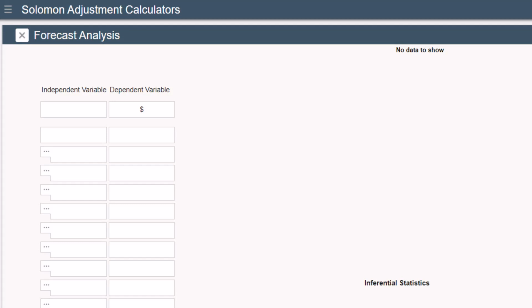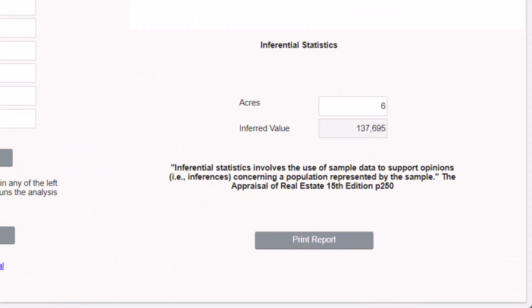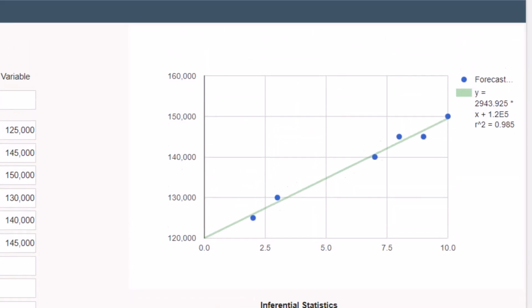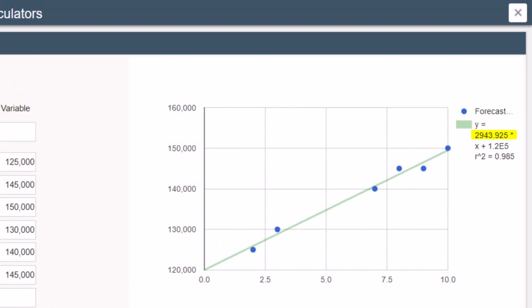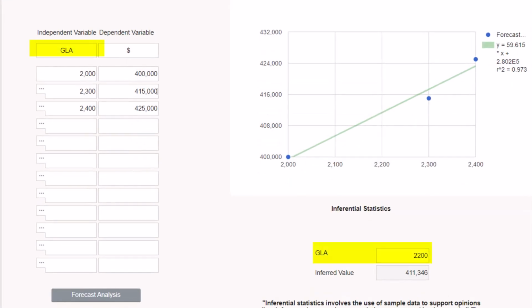Forecast analysis. This tool is based upon the Excel forecast function. Rather than solving for an adjustment rate, forecast solves for market value. You can see the adjustment rate in the equation. This rate is applied to a characteristic of the subject to calculate a value. This was designed to solve problems like acreage site values. It can also be used to solve for an unknown GLA adjustment and reconcile a value.